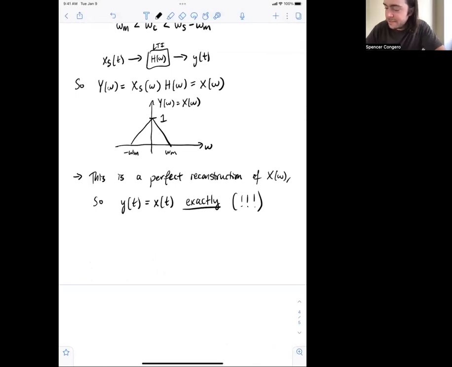So great. So now, let me just say one more thing, just some more terminology. That H of omega is actually given a name sometimes. It's called a reconstruction filter.